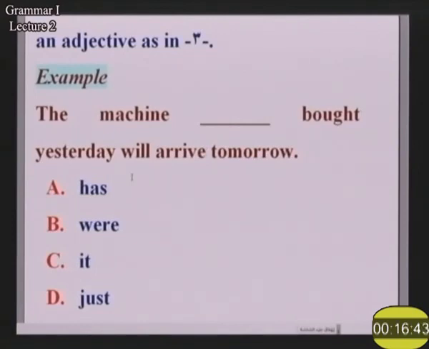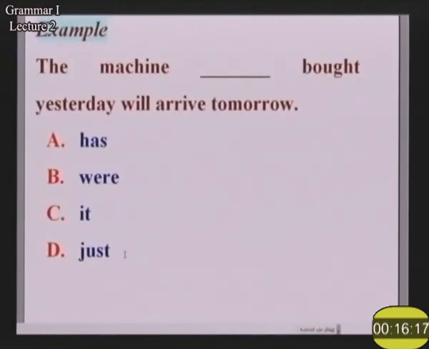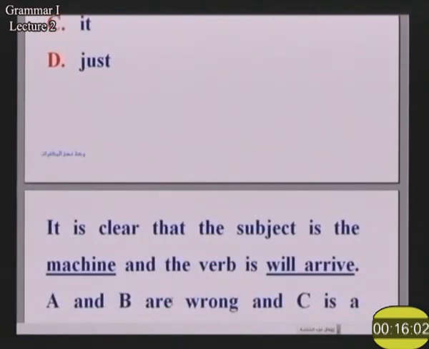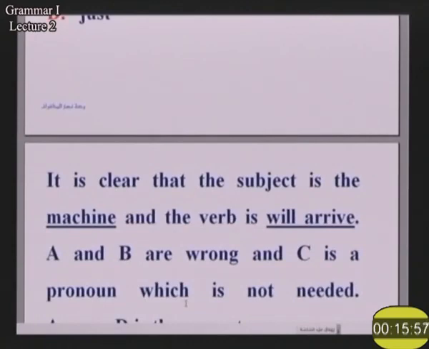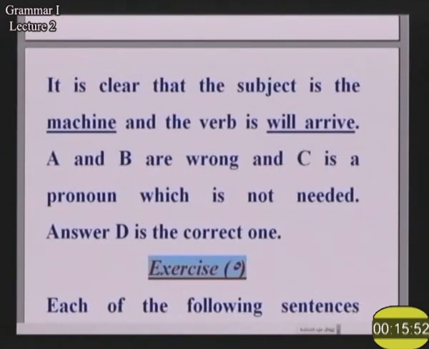طيب أبص كده ما أقدرش أقول the machine has bought ولا the machine were bought ولا the machine was bought ولا the machine it bought. ها؟ لأن دول أفعال. وده the machine is a subject فمش هكرره تاني لكن just هي الحاجة الوحيدة اللي ممكن احطها وما تعملش حاجة because it just tells you about the time. Just bought yesterday, اللي اشتريناه امبارح. Okay? It is clear that the subject is the machine and the verb is will arrive. A and B are wrong and C is a pronoun. A pronoun اللي it which is not needed. Answer D is the correct one because it does not add anything which is a verb or a subject or something which we have in the sentence.